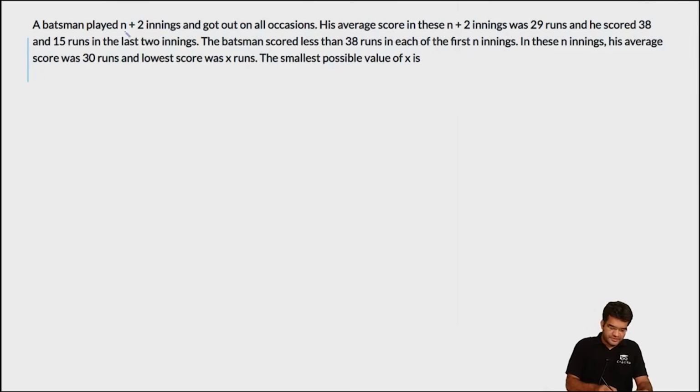In this question, we are told that a batsman bats for n+2 innings, and in all the innings he gets out, and his average in this n+2 innings is 29. So what is the total score scored by the batsman? The total scored by this batsman in the n+2 innings is equal to n+2 into 29.